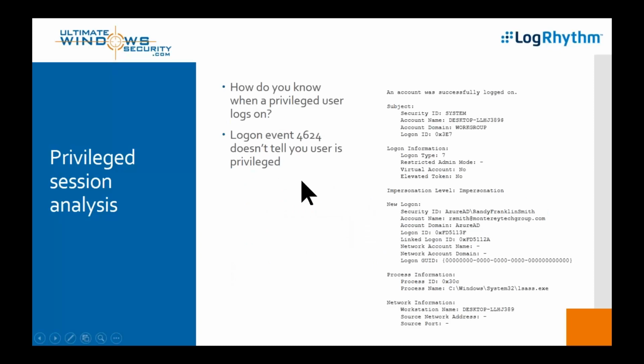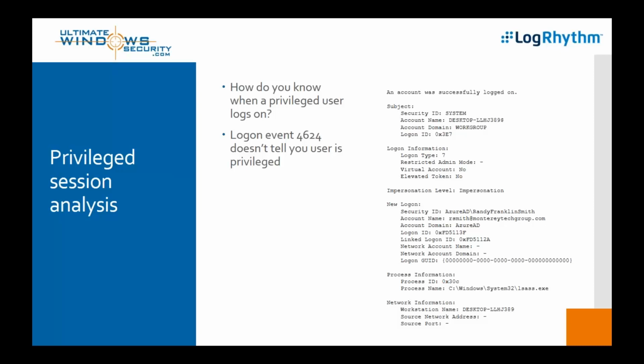So the first question might be, how do you know when a privileged user logs in? Event ID 4624 is not going to help you in this case. Here's an example of 4624. As you can see, the subject fields tell us who logged in. The subject actually is not the most useful thing in this event. It's the logon information and the new logon heading. Under new logon, you'll see account name and account domain. That's what we really want to zero in on.